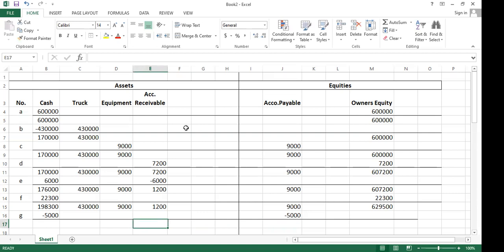Now, 193,300, and truck balance is 430,000, and 9,000 and 1,200 balance is accounts receivable. Now accounts payable is reduced by 5,000 and balance is 4,000, and owner's equity does not change.